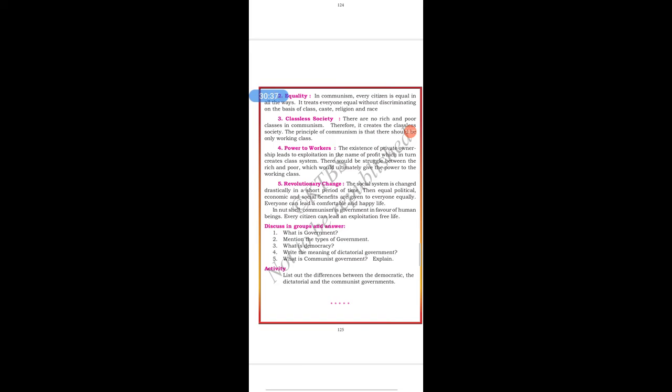Next, there is an exercise for you students. You have to solve this. What is government? Mention the types of government. What is democracy? Write the meaning of dictatorial government. And what is communist government? Explain. These are the exercise questions, students.